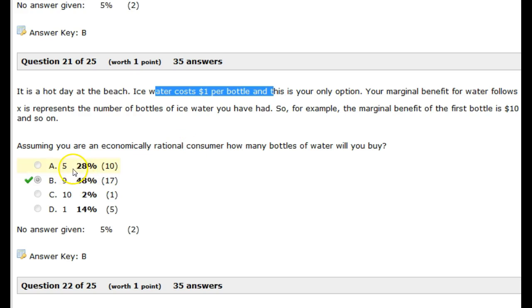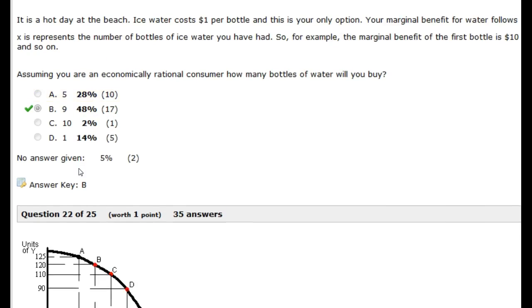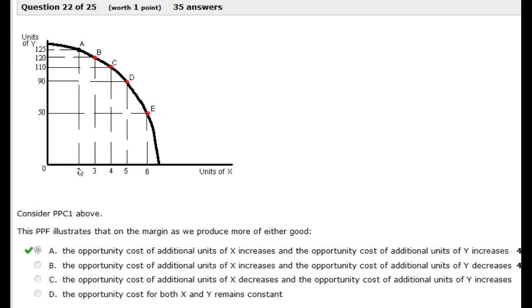If you chose, I'm guessing, 5 as the answer, you are comparing the marginal benefit, which is falling from 9, 8, 7, 6, 5, to the total cost. The total cost of 5 bottles of water is $5, but you want to compare the marginal benefit to the marginal cost. So that's why 5 is the answer that you might fall for that is not correct.